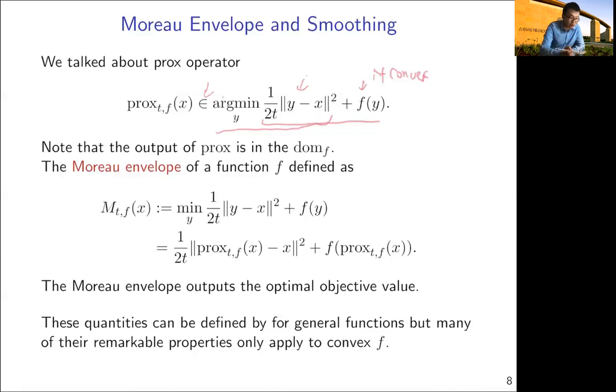Okay. So again, notice that this is argmin. So we can also define the objective function value of this and then make sense of the objective function value of this problem that we're solving in the prox operator. Okay, so this is what we call the Moreau envelope.